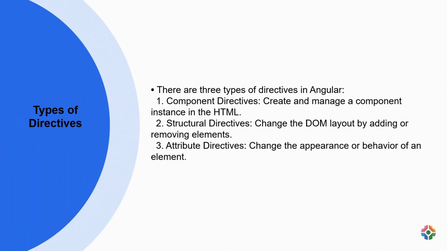Angular provides three main types of directives for implementing different functionalities in web applications. 1. Component directives are used to create and control a specific component within the HTML structure. For instance, defining a custom button component that can be reused across the application.